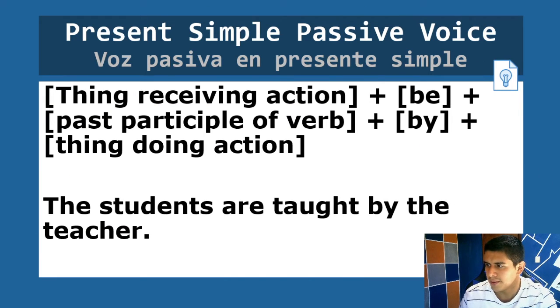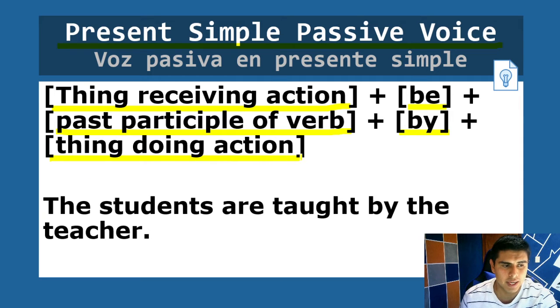Okay, so now let's see the form or the structure that we're going to be using for the present simple passive voice, voz pasiva en presente simple. First, we need the thing receiving the action, then the form of the verb be, past participle of verb be, the word or the preposition by, and the thing doing the action.